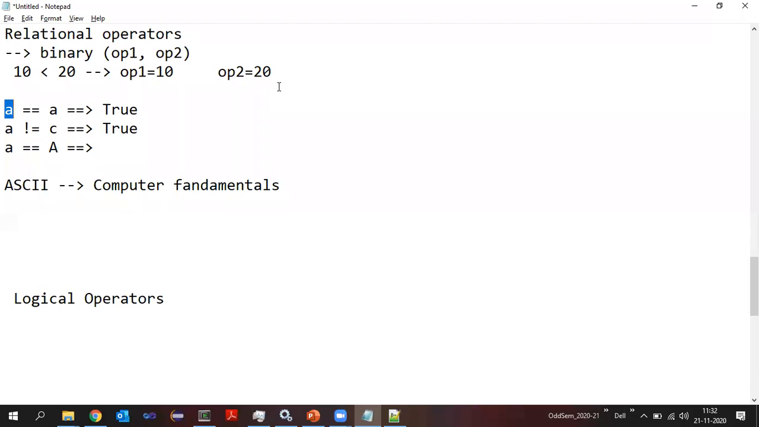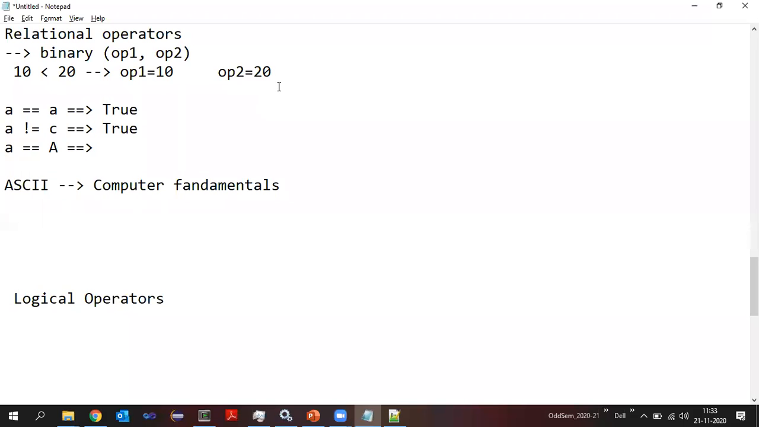Do you know what is the ASCII value of small a and capital A? Before that, let me ask: is small a equal to capital A? No, right? Because these are two different cases. One is written in lower case, whereas the other is written in upper case. Both of these have two different ASCII values.